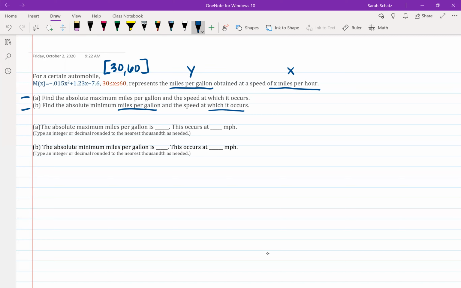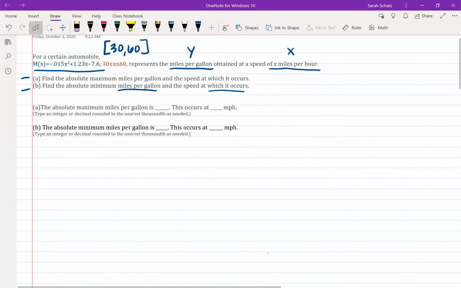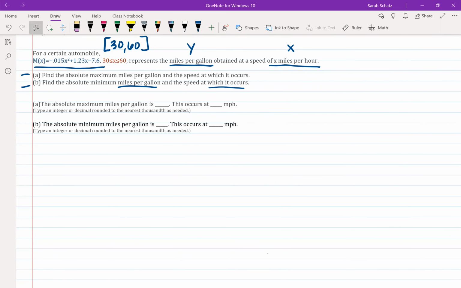Okay, so I have an equation. I have a closed interval, and I'm looking for absolute max and absolute min. So remember, on these closed intervals, when you're looking for your absolutes, because your endpoints are included, you are going to test your endpoints, both of them. But I also need to test any critical points that might lie within this interval. So the first thing I need to do, and I'm going to copy down the function here.